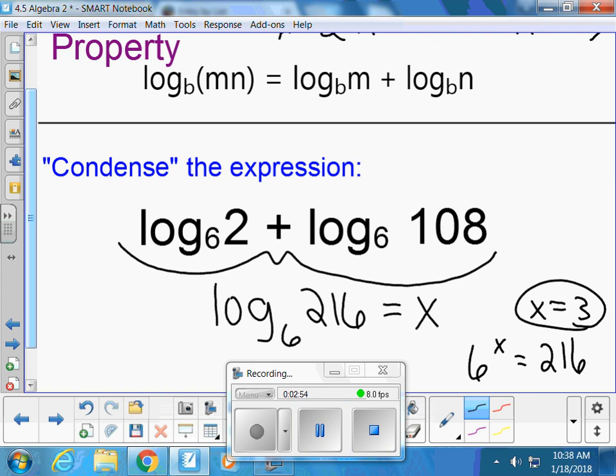Did you understand what happened with the condensing? They were adding, so I multiplied when I condensed. No, these are ones you have to know. You can remember that adding and multiplying are friends. That's all you need to remember.